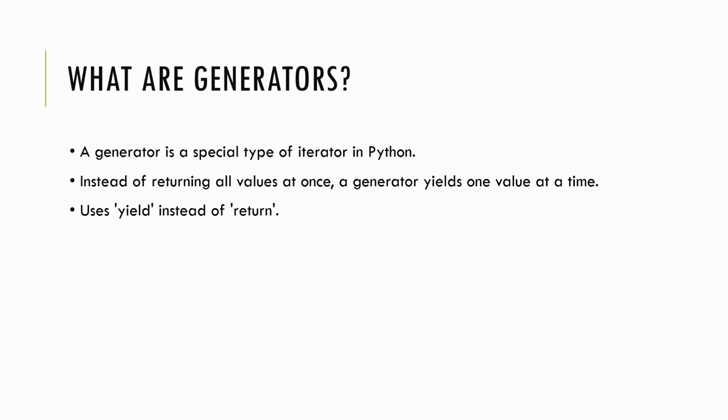First, let's define what a generator is. A generator is a special type of iterator in Python. Unlike regular functions that return values all at once, a generator yields one value at a time. Instead of using the return keyword, it uses the yield keyword to return values. This allows the function to pause and resume where it left off, making it memory efficient.